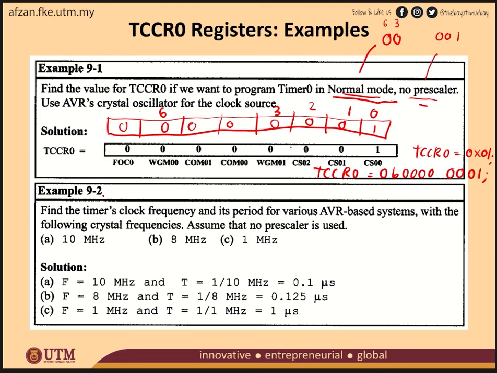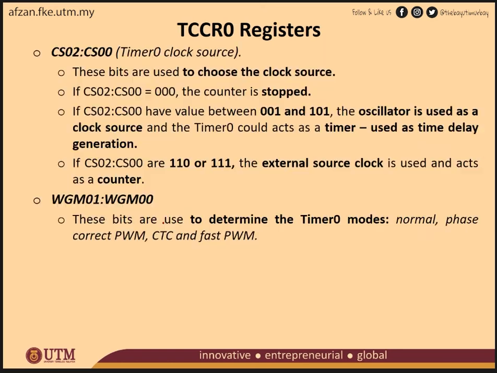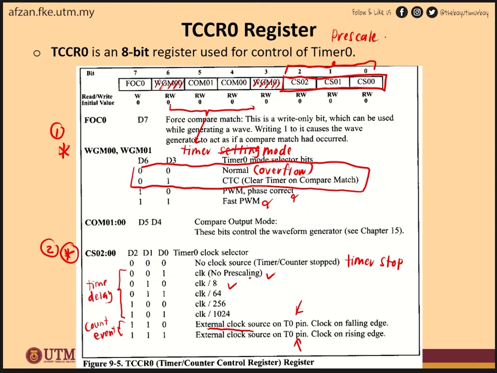Okay, example 9.2. Find the timer clock frequency and its period for various AVR-based systems with the following crystal frequency. Assume that no prescale is used. What is the meaning of no prescale? It means that you use the same crystal frequency. If you use a prescale, you divide your frequency by the prescale that you select, either 8, 64, 256 or 1024.